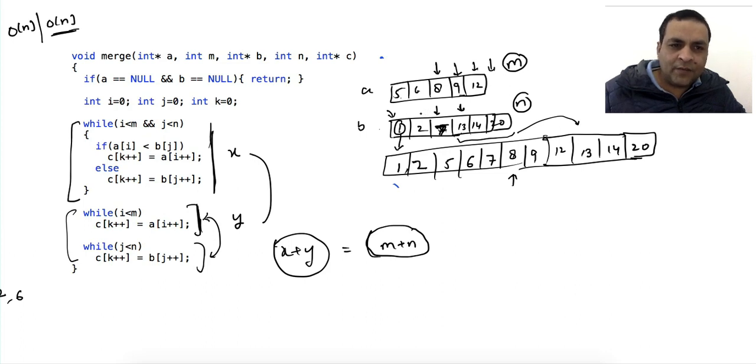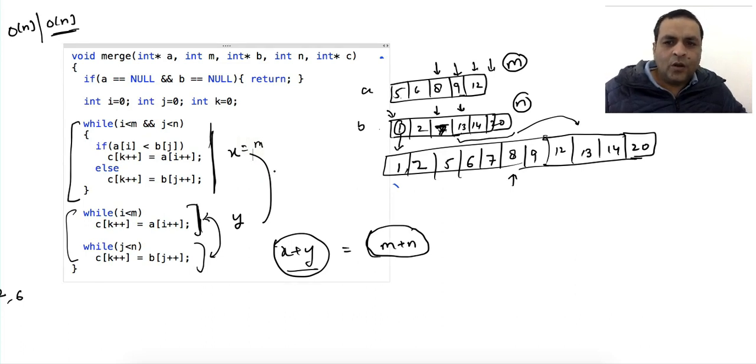In one iteration we are moving exactly one element, so the total number of iterations is going to be x and y. It is possible that x is equal to m, or x is equal to n, or x is equal to some other value. What the values of x and y will be depends on the input, but the fact that the sum of the total number of iterations x plus y is equal to m plus n will remain true irrespective of what the values are.